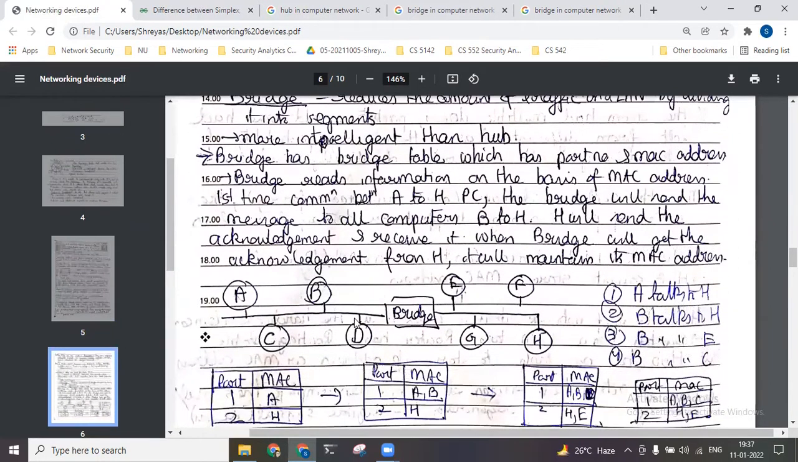Okay, so now suppose this is the right side and this is the left side. On the right side we have four computers, E, F, G, H, and on the left side we have four computers, A, B, C, D.